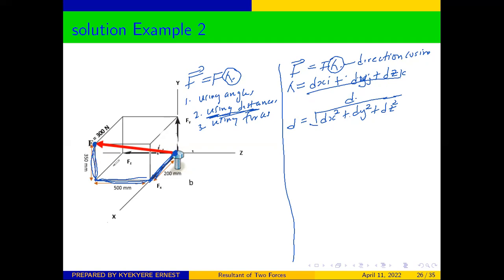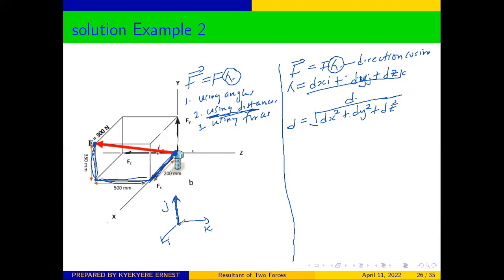So now let's establish the fact that our unit vectors are in this format. On the y-axis, our unit vector is j. On our z-axis, our unit vector is k. And on our x-axis, our unit vector is i. So if we are moving in the same direction as our unit vectors here, then our distance is going to be positive.